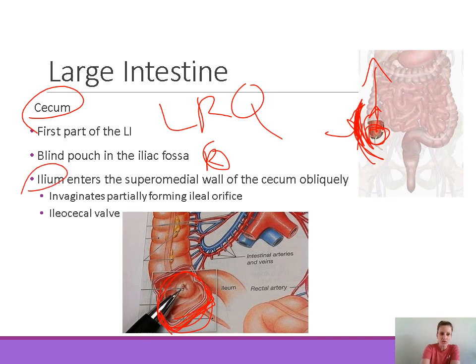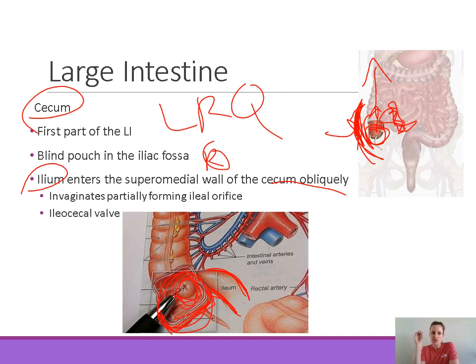The ileum, which remember is the last part of the small intestine, enters the superomedial wall of the cecum at an oblique angle. If you look at the top and medial back aspect of the cecum, in the bottom picture, you can see the ileum comes up behind the medial aspect of the cecum and enters through that wall. You can see it poking through right there.